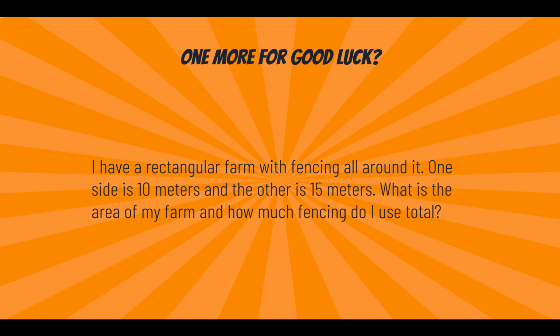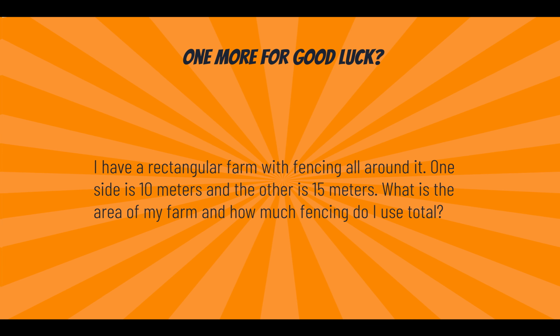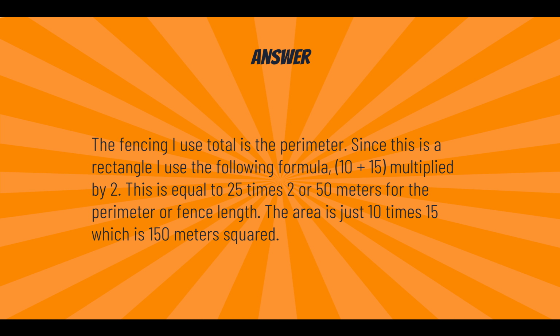And time's up. So, do you want me to tell you how to solve this now? Assuming you got it right. So, the fencing is the total perimeter. The fence is like the wall around it. That's a perimeter. The fence and the wall are the same thing. So, the total length of the fence is the same as the length of the perimeter. And since the rectangle is 10 plus 15 multiplied by 2, you get 50 meters for the perimeter or the fence length. And the area is just 10 times 15, which is 150 meters squared.